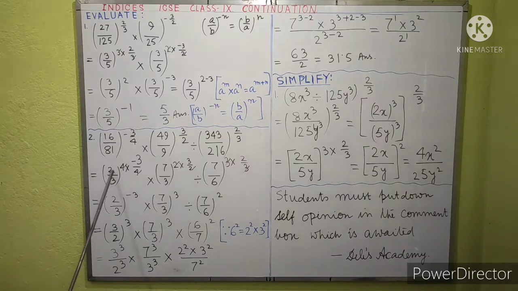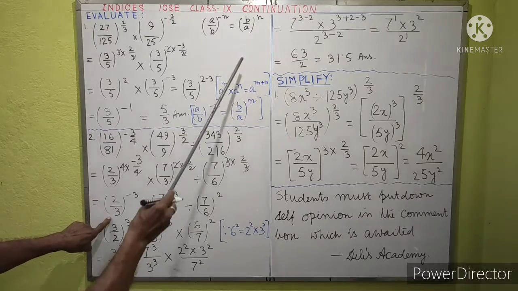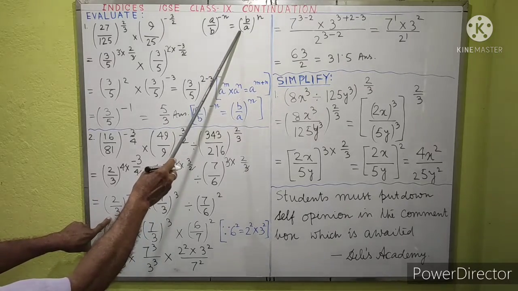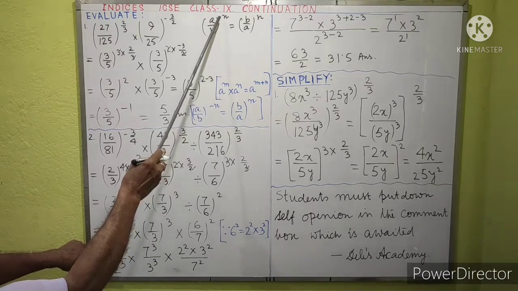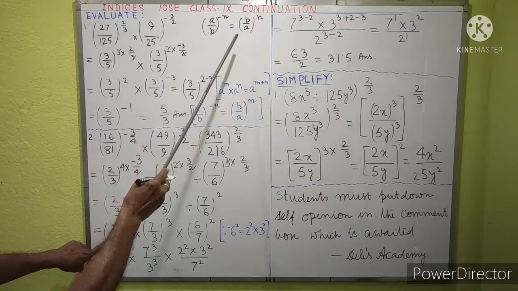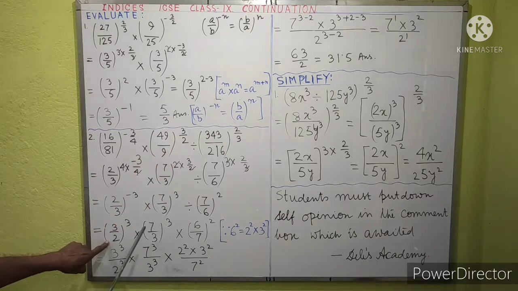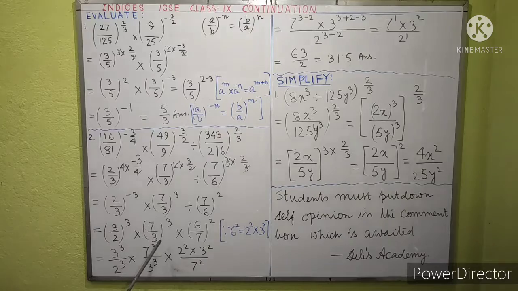So it is now (2/3)^(-3) × (7/3)^3 ÷ (7/6)^2. As such, (2/3)^(-3) is changed to (3/2)^3. Because the power is minus, its numerator and denominator have been changed. And this is (7/3) cube, divided by (7/6) square.